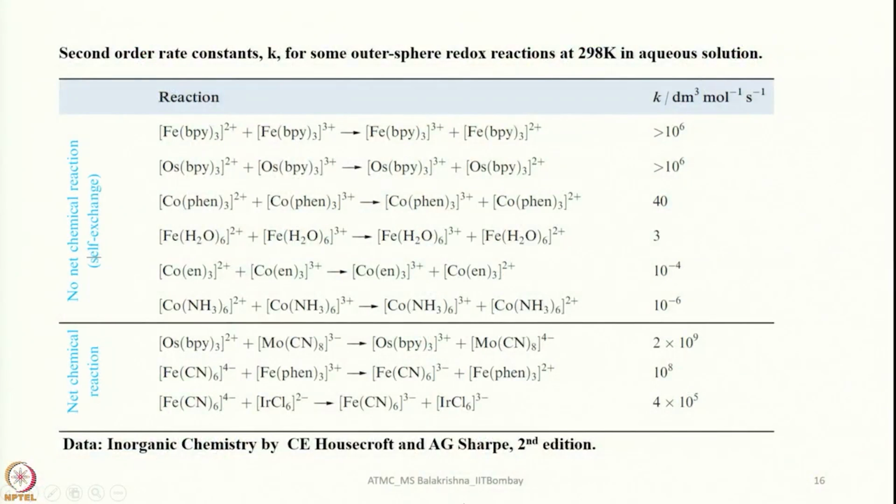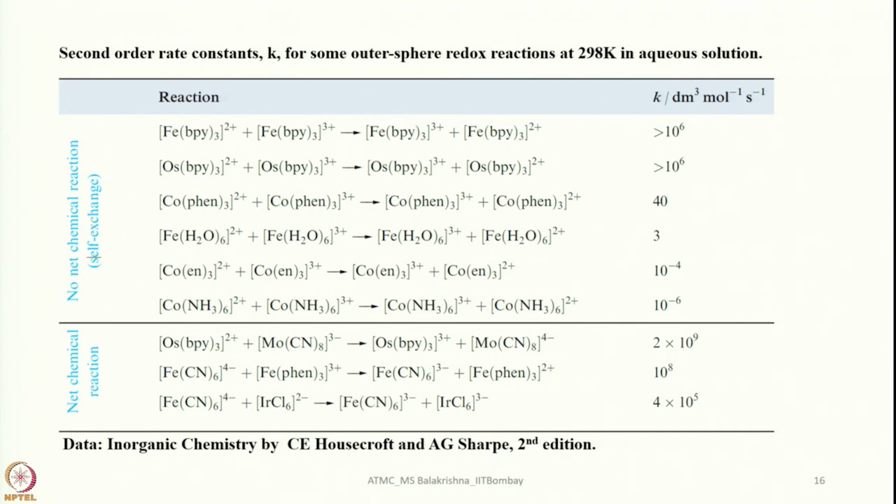You can see here the second order rate constants K for some outer sphere redox reactions carried out at 298 Kelvin in aqueous solution are listed here. The rates of outer sphere self exchange reactions vary considerably. The fastest reactions listed here in the chart are between two low spin complexes which differ only in the presence of an extra non-bonding electron in the t2g orbital of the complex containing the lower oxidation state metal.